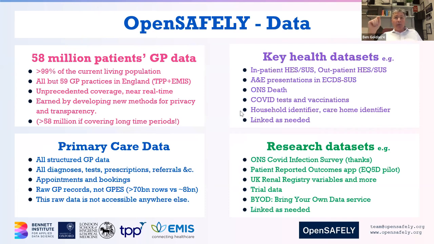And then we've also got research data sets. So we've got a bring your own data service. We've imported and linked on the ONS COVID infection survey. We've got a patient reported outcomes app, which we're using to create patient reported outcomes data for a health economics project. We've ingested the UK Renal Registry, and we've also ingested a trial randomization schedule so that we can follow up randomized trial patients.